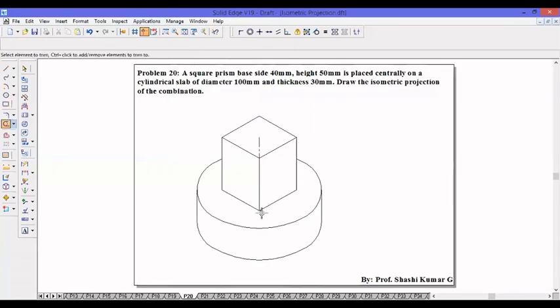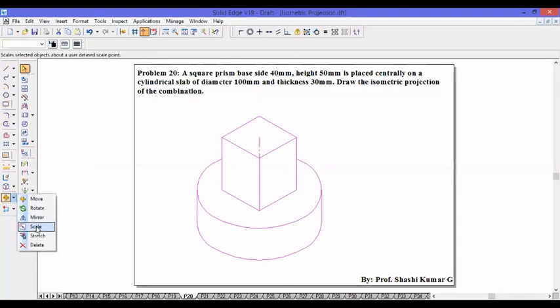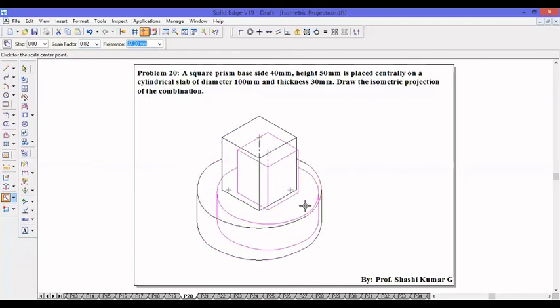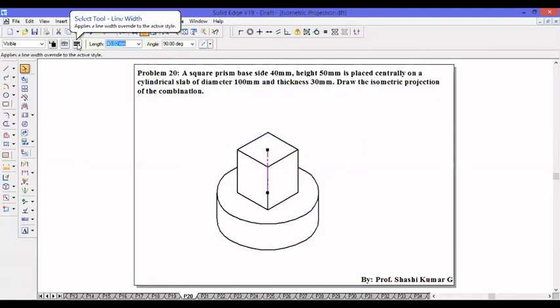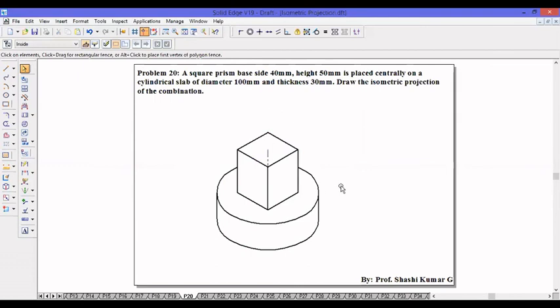So this is the isometric view. Convert into isometric scale 0.8164 and change the line thickness to 0.5. Select the axis thickness 0.13. This is the solution for example problem number 20.